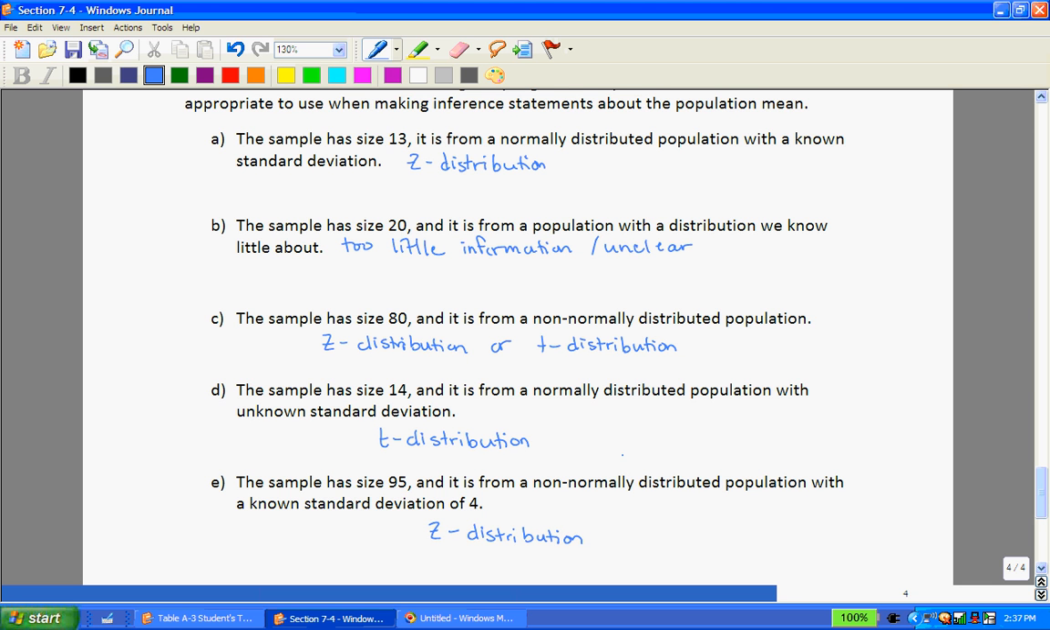Okay, so practice a little bit understanding when do I use a t, when do I use a z. Pretty much for t, you're looking for small samples or that you don't know the standard deviation. And for a z-score, you're either looking for very large samples or you know the standard deviation.